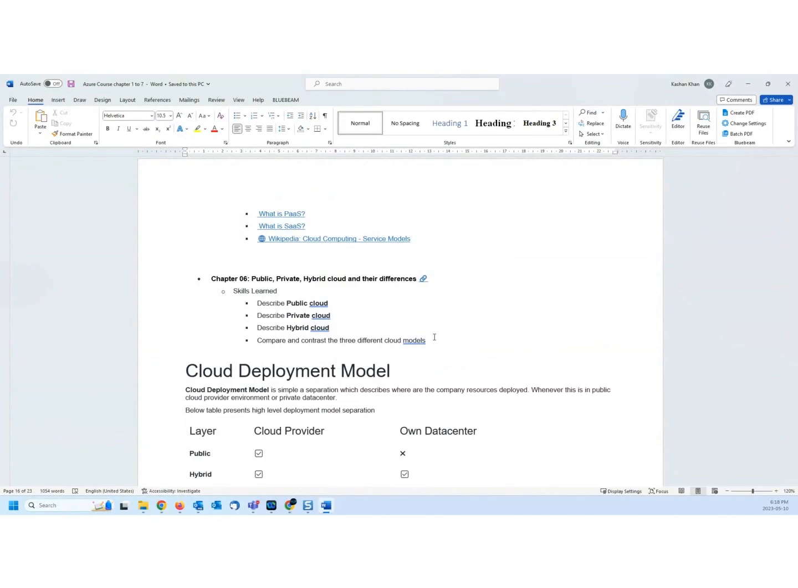Public, private, hybrid cloud and their differences that we are going to be studying.